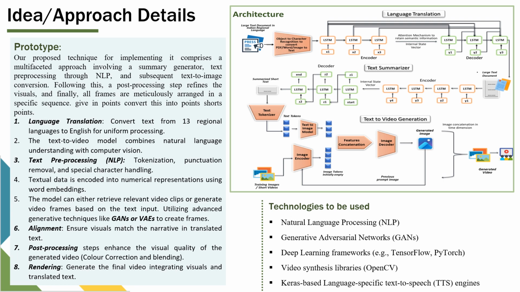To be precise, our approach transforms raw textual data into visually engaging and culturally inclusive content. It bridges language barriers, distills information, and presents it in a compelling format, making complex data easily comprehensible. In our problem-solving approach, we use the capabilities of cutting-edge technologies, including natural language processing, which helps us understand the language, generative adversarial networks for content generation, and deep learning frameworks like TensorFlow and PyTorch to power our model. We also utilize a video synthesis library such as OpenCV for video generation.